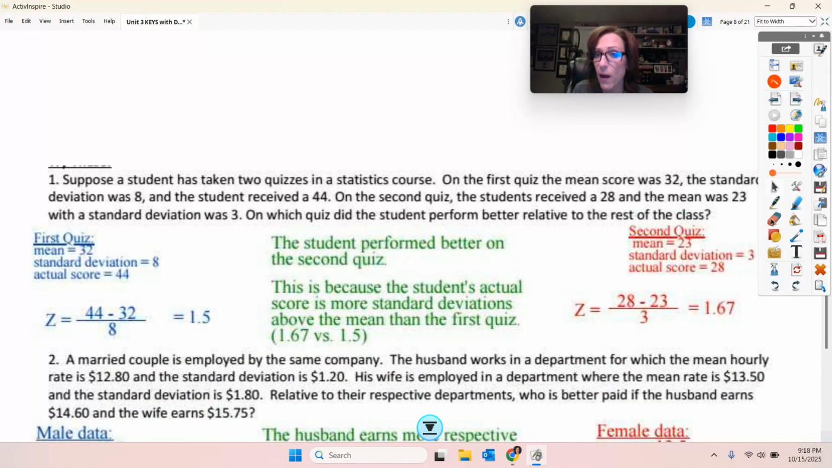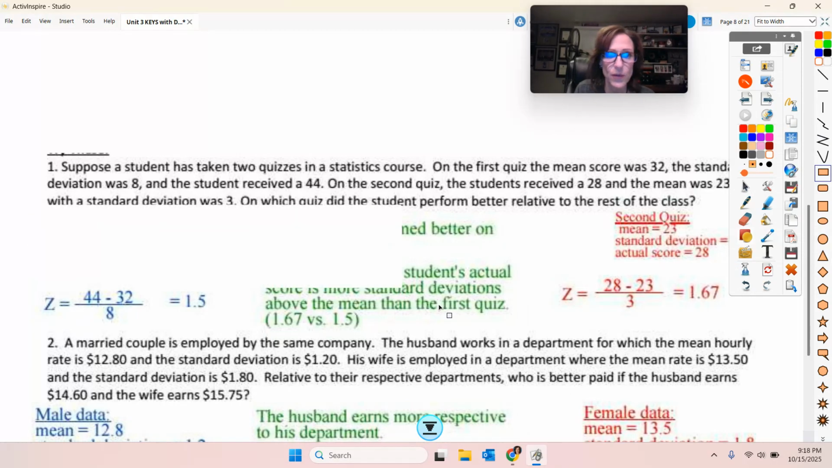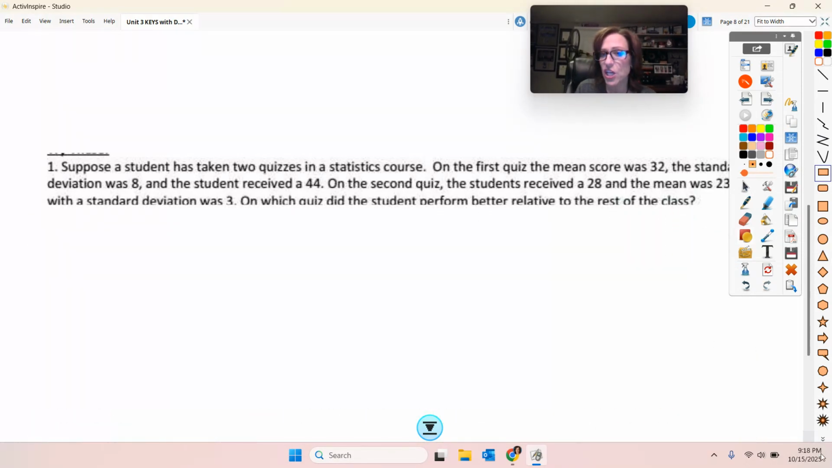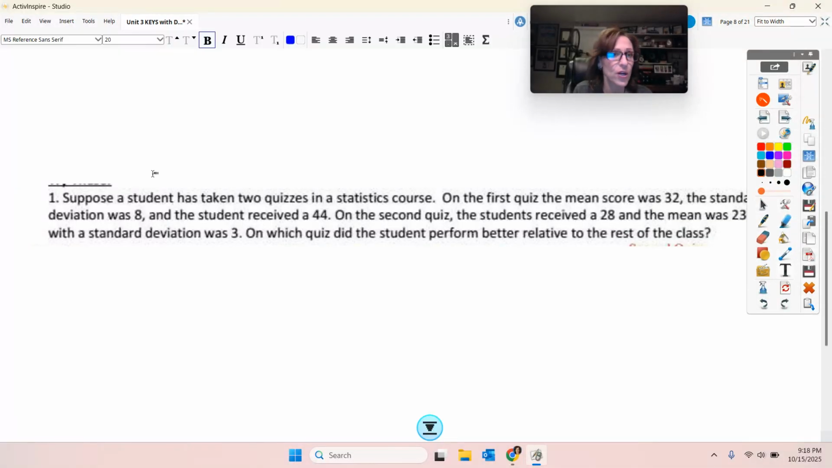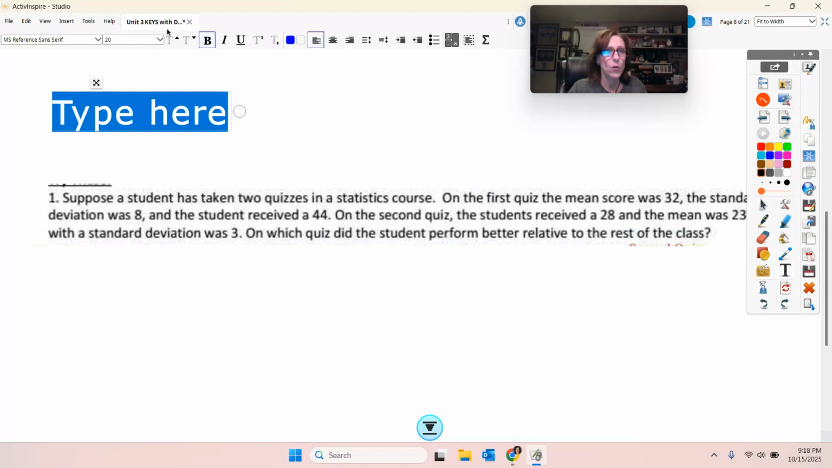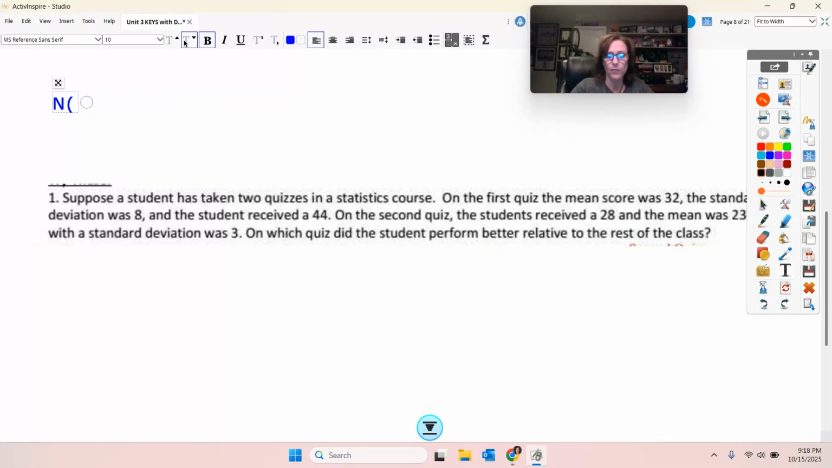So this first problem, we've got a situation with your performance on a quiz. This student performed on the first quiz, where the mean was 32 and the standard deviation was 8. Remember how we would type that out, our standard notation? We've got the N of 32 as the mean and 8 as the standard deviation. And that student received a 44, so that's the x value. So x equals 44, on the first quiz.